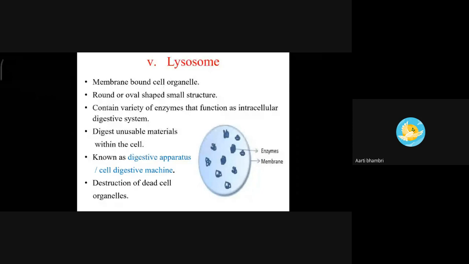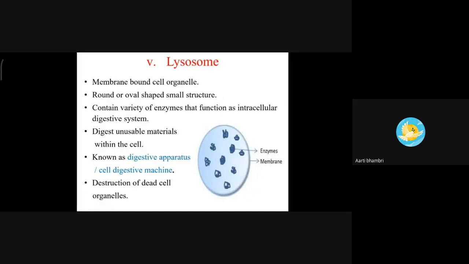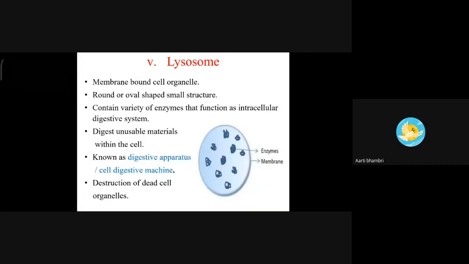This is another organelle of the cell. This is a membrane-bound cell organelle, and its shape is round or oval. You can see in the picture. It is round or oval shaped, very small in structure. It contains a certain variety of enzymes that function as an intracellular digestive system, which means the digestion is done in the lysosome, just like our digestive system digests the food we eat.